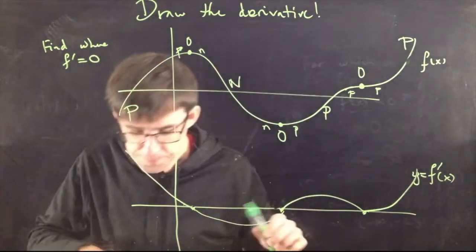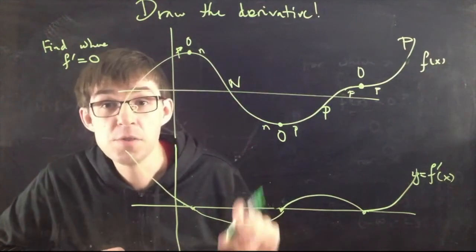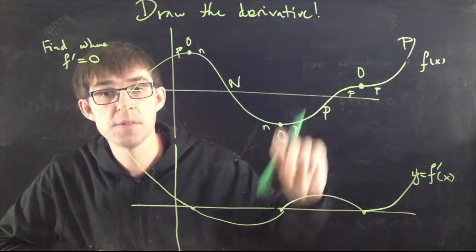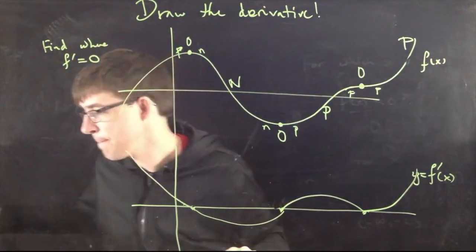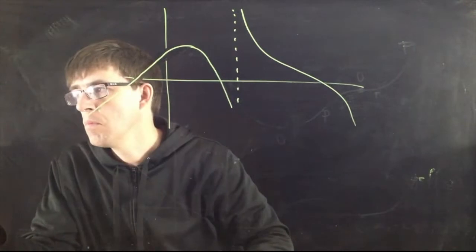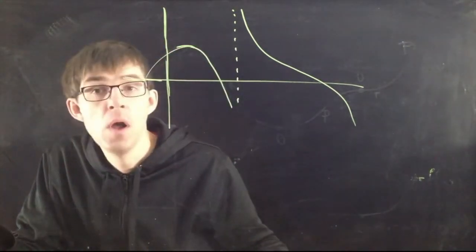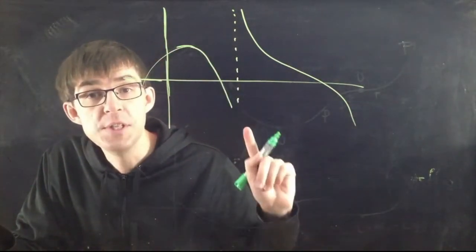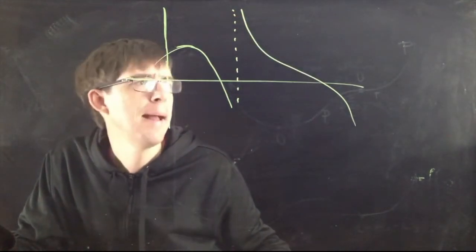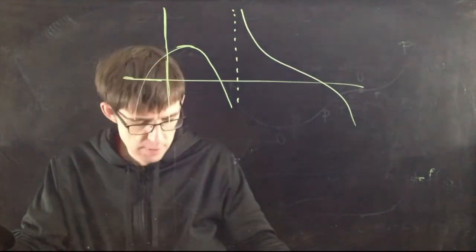All right, I want to talk about 2 more kinds of things that you might see on the curve which make this a little bit more complicated. All right, here's another example. What's different about this is it has an asymptote. I want to talk about how do you handle asymptotes in an example like this.